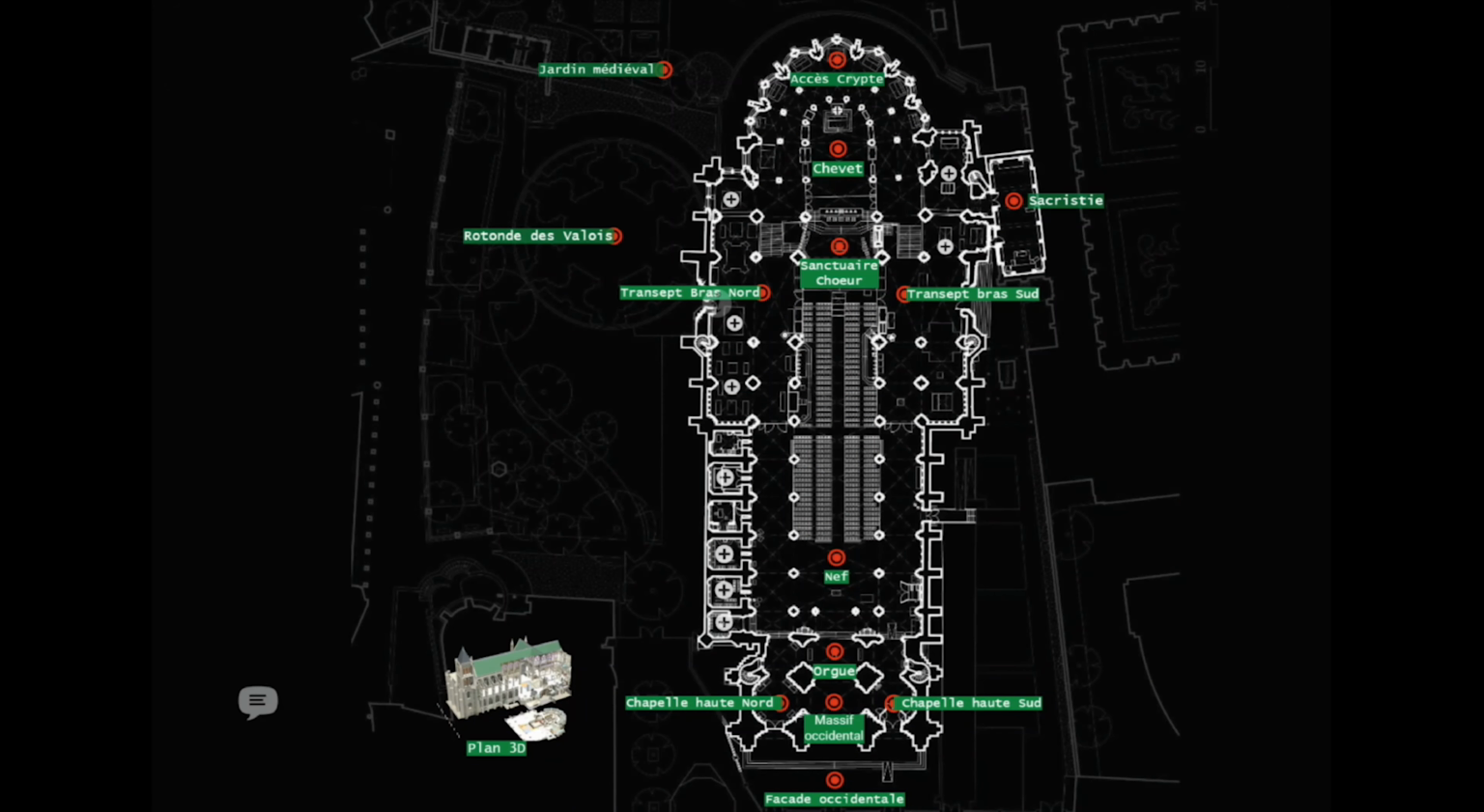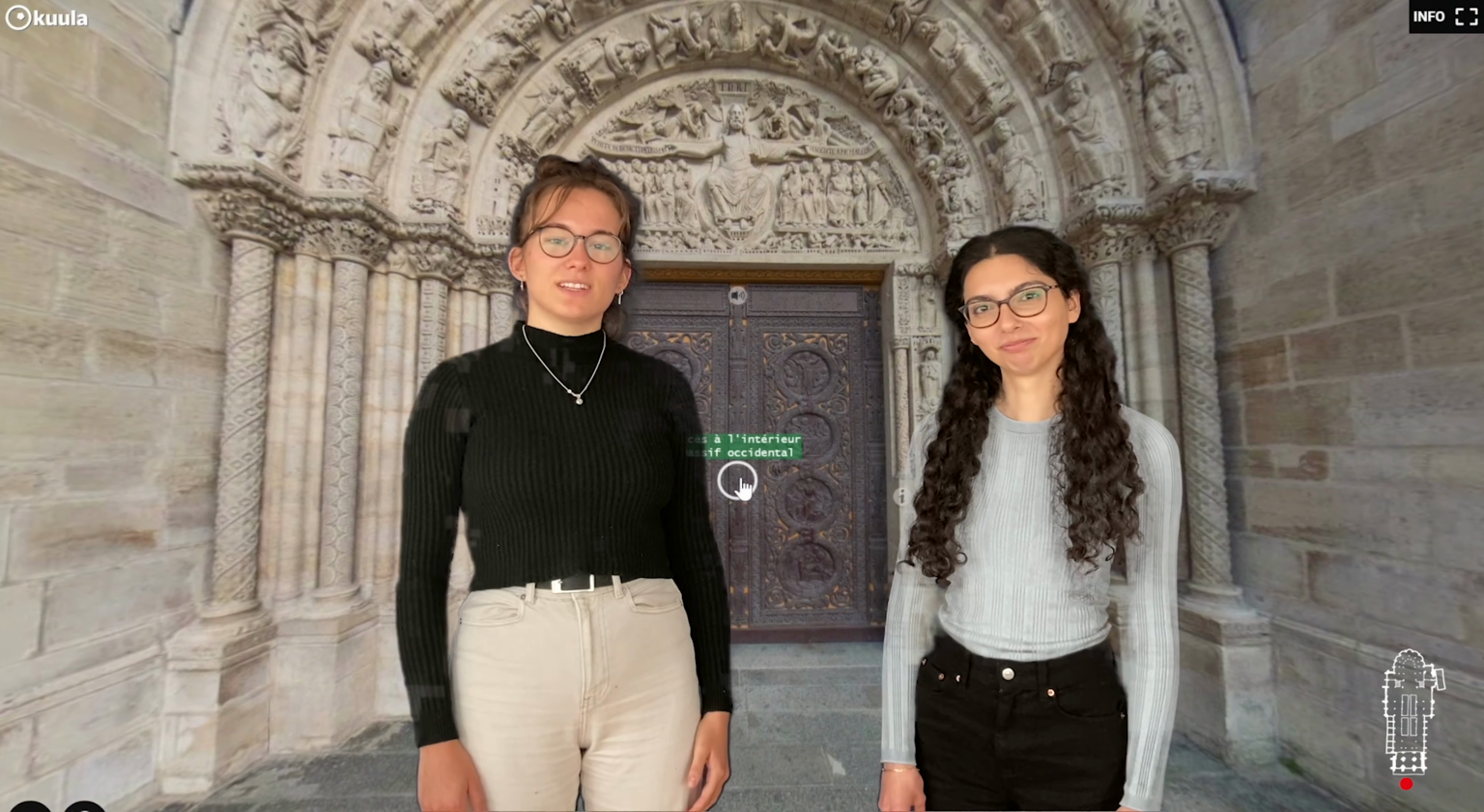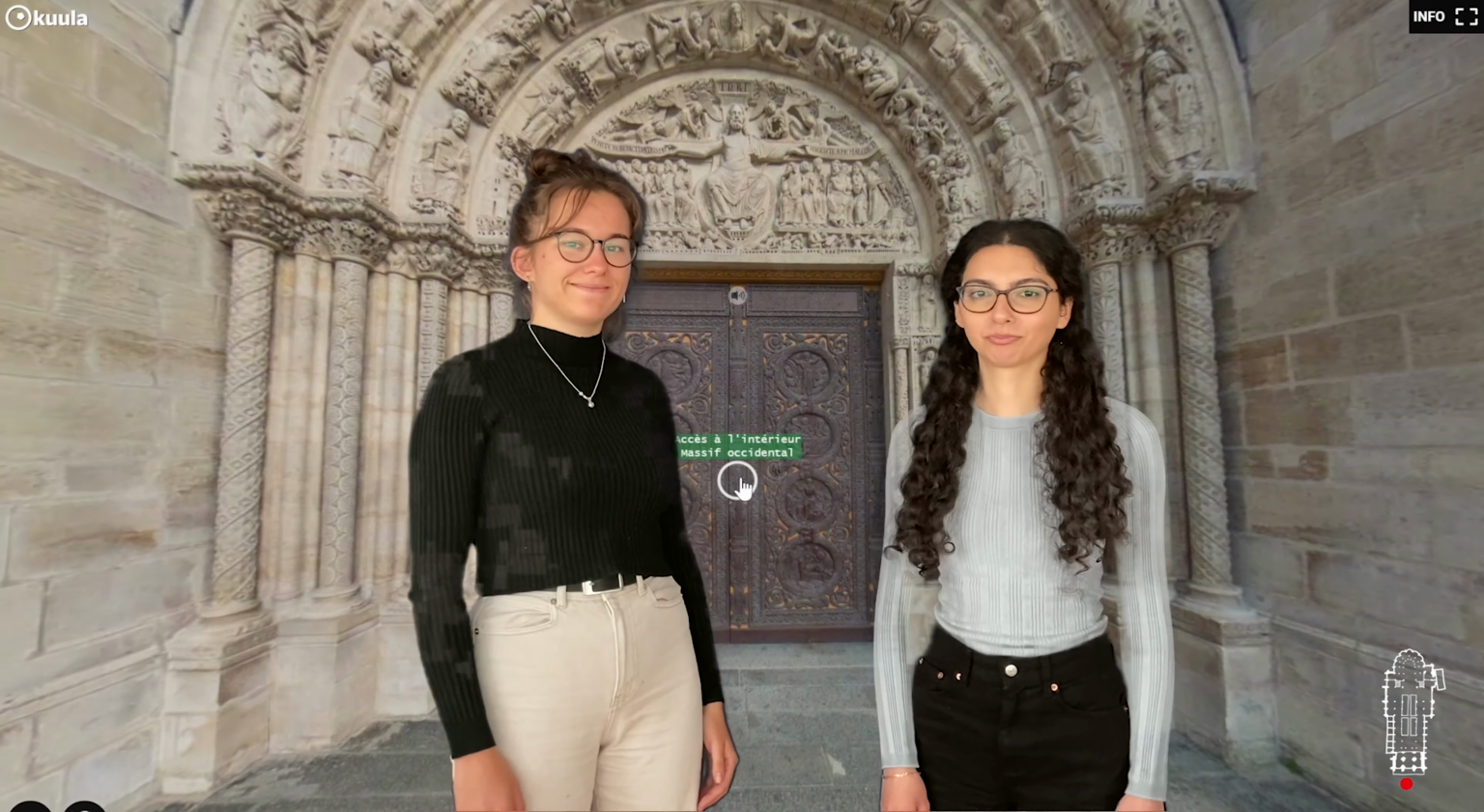Here on the ground plan you can see typical features of a Gothic church like the transepts, the nave, buttresses and the aisle. The elevation plan shows the vertical structure of the church. The St. Denis Church is divided in these three parts: the arcade, the triforium and the clerestory. Now let's go inside the church and admire its beautiful interior.